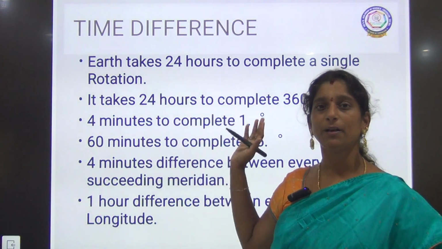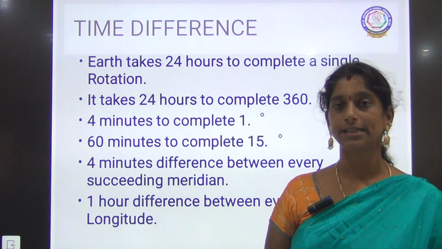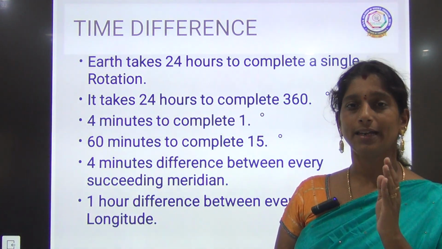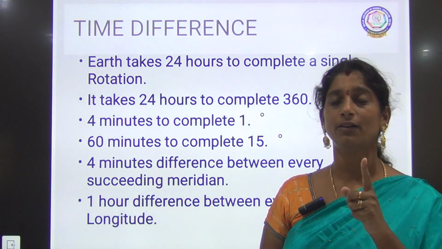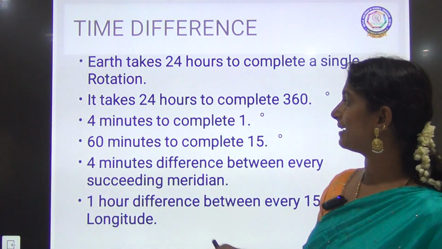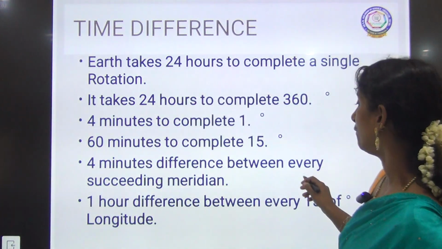I am repeating it again. It takes 24 hours to complete 360 degrees. So it takes 60 minutes, that is 1 hour, to complete 15 degrees. And then it means that it takes 4 minutes to complete 1 degree. Clear?